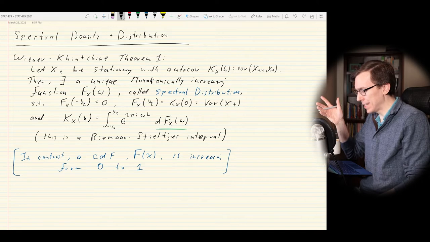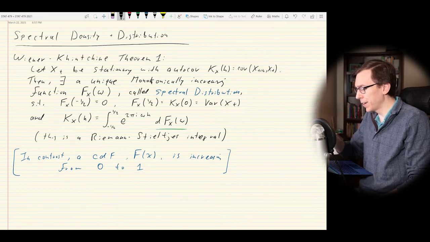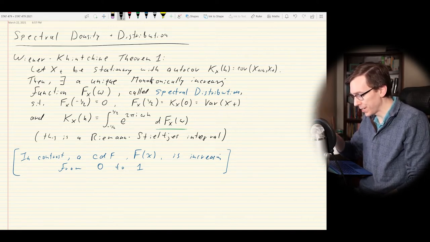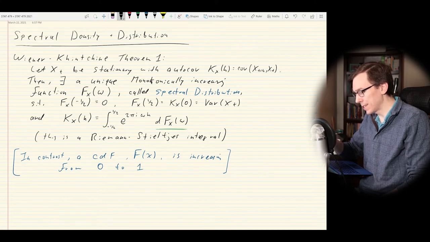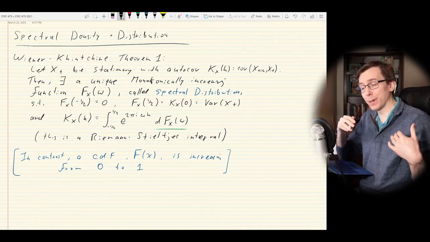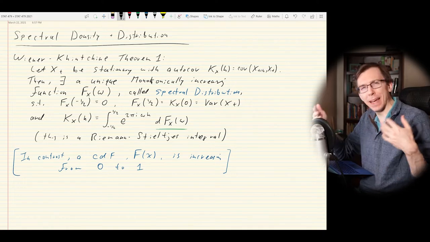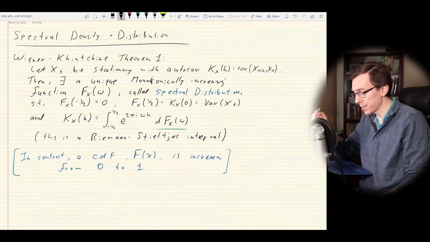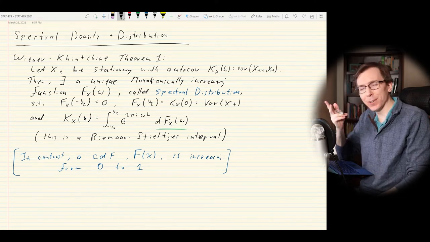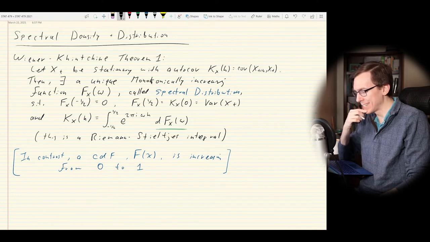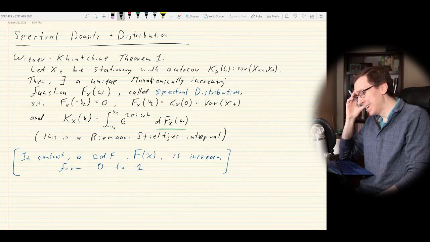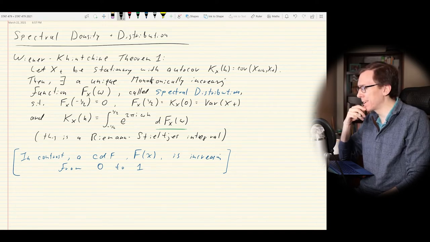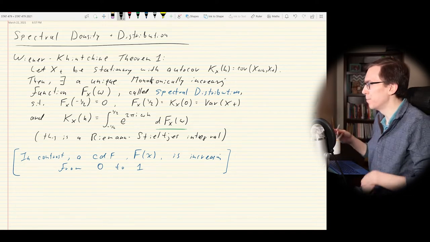So this is basically saying that there exists a function called the spectral distribution, such that when I do this complex integration over all frequencies from minus 1/2 to plus 1/2, remember omega is thought of as a frequency, what we get out is the autocovariance. So on its own, that's maybe not the most interesting thing, because we know what the autocovariance is, but I don't really know what this F is, right? This spectral distribution is a little bit more arcane.